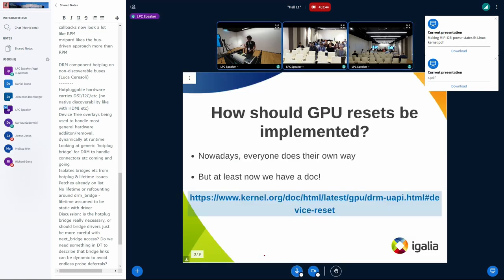The question of how GPU resets should be implemented is open. Every driver has its own way of doing that. But at least we have documentation now to try to get everyone on the same page. So this is like the guidelines that we hope can get us to a common implementation.